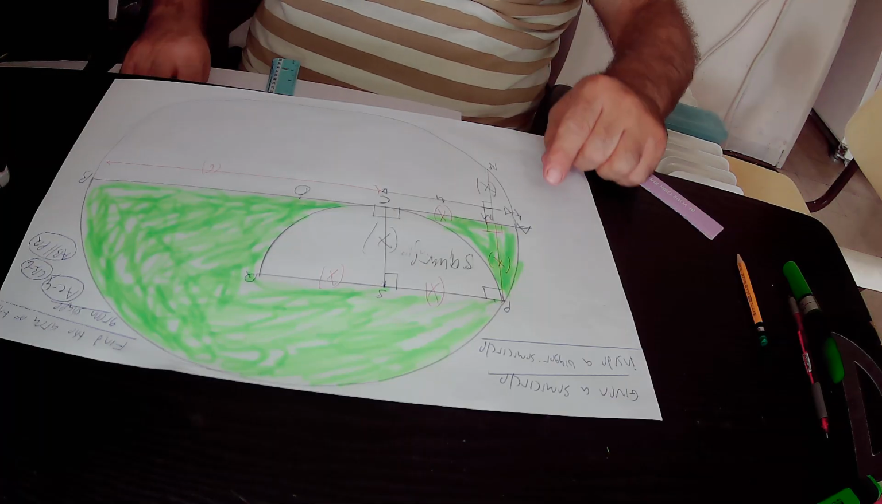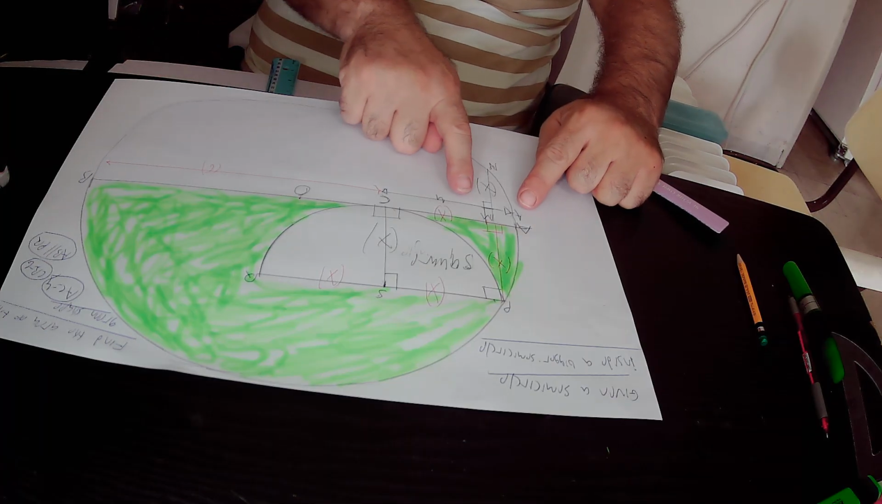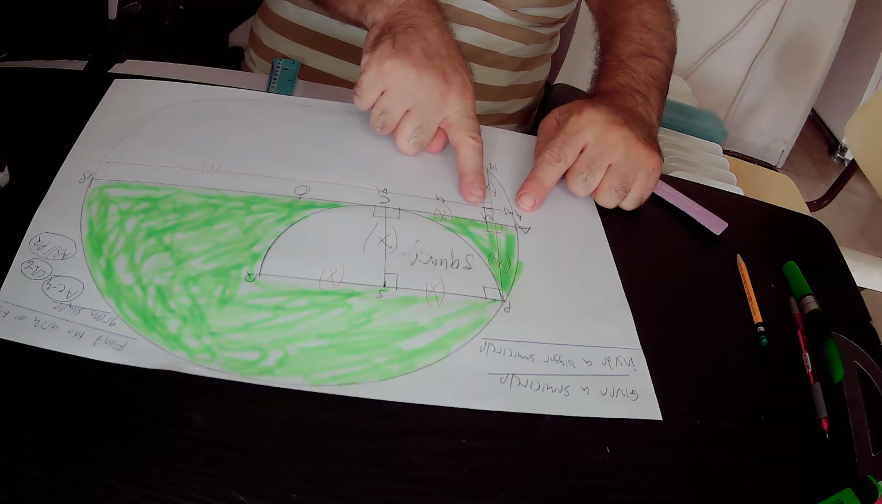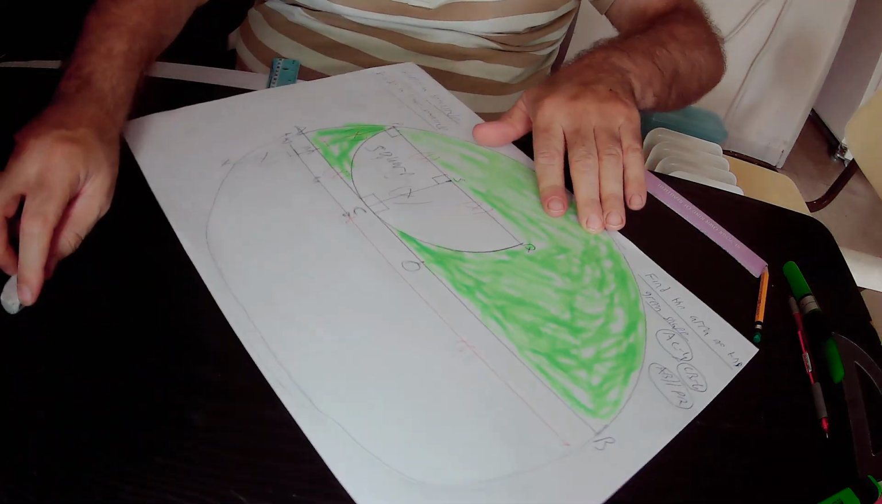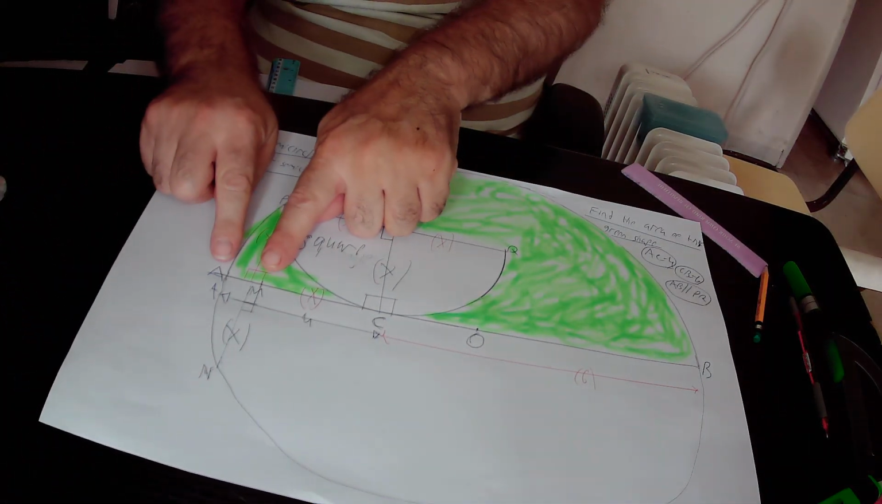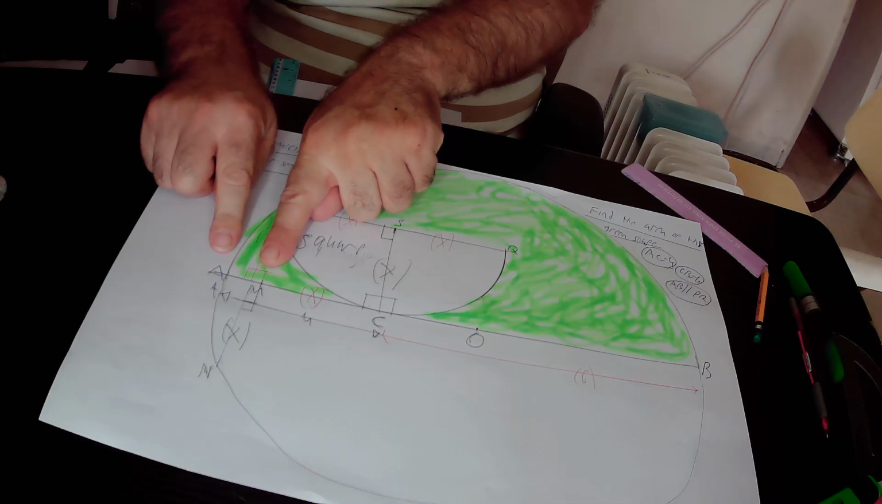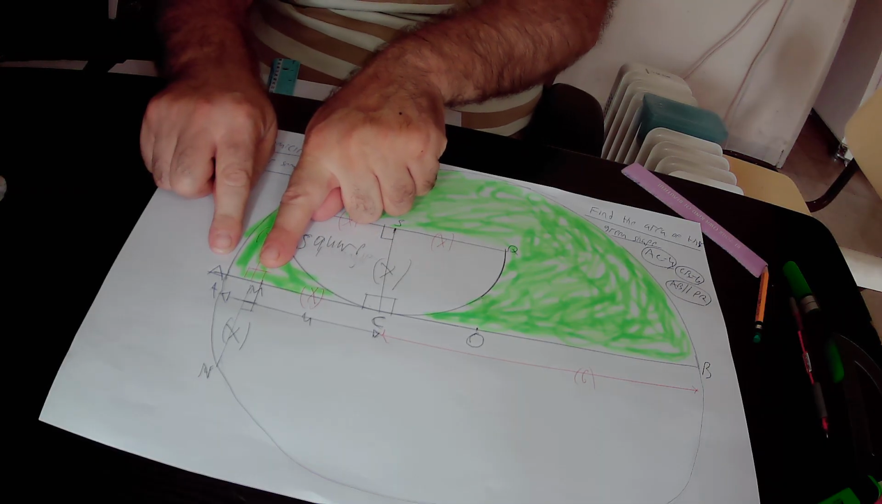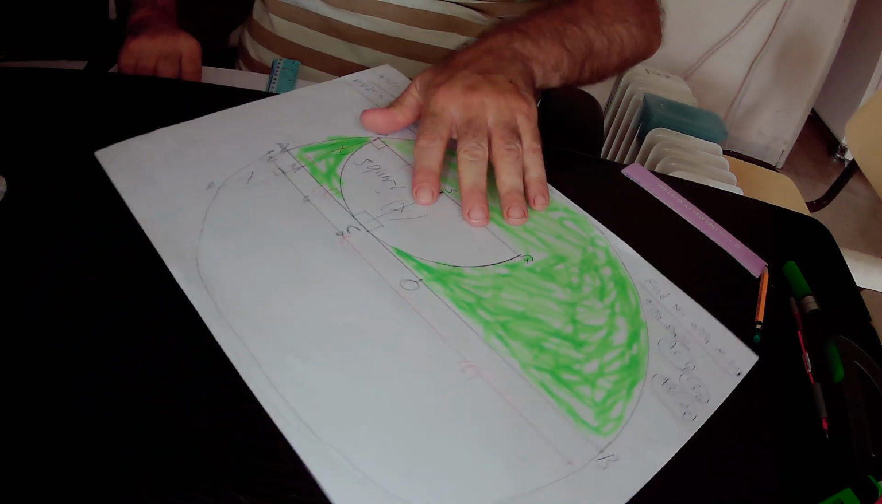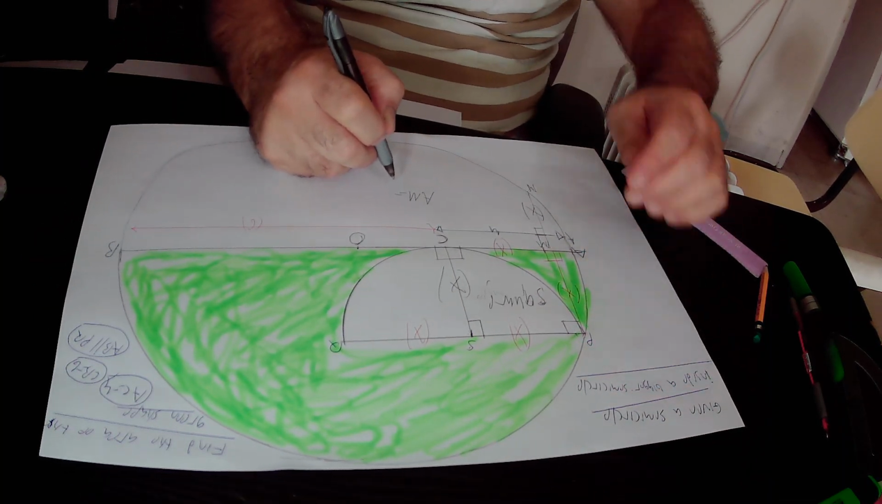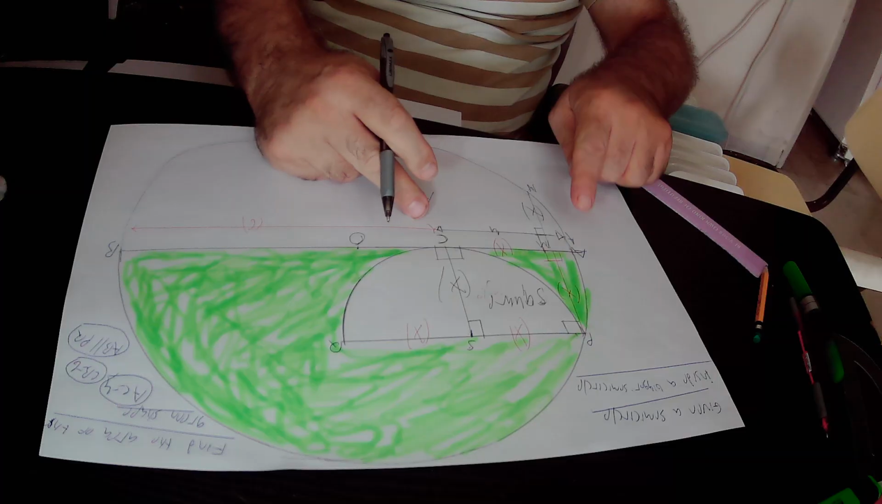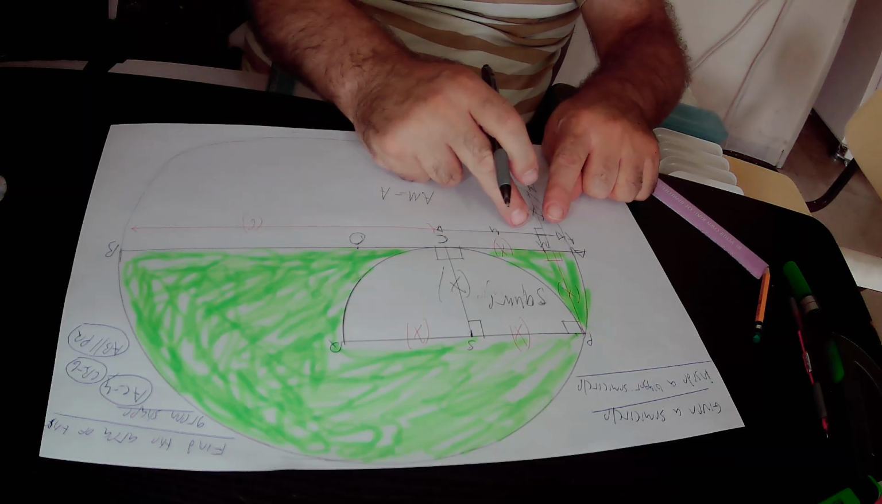What is the length of the short line segment AM? From the drawing, it is very easy to see that the short line segment AM must be equal to AC minus MC. So write it down: AM equals AC minus MC.